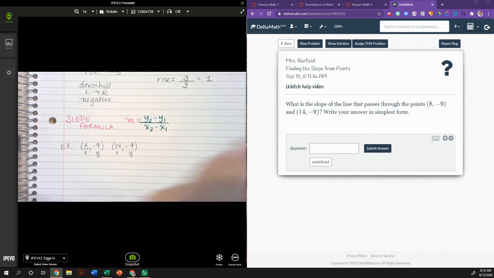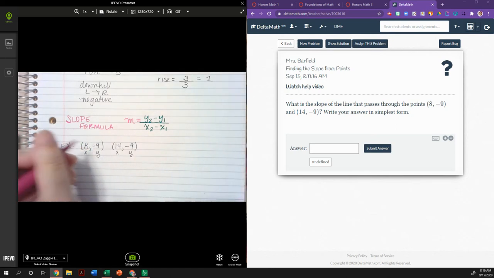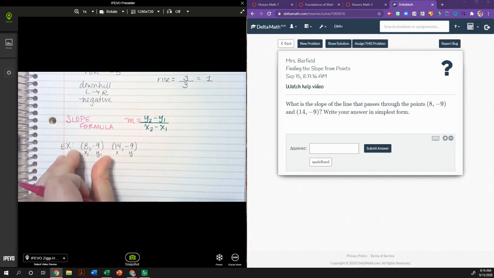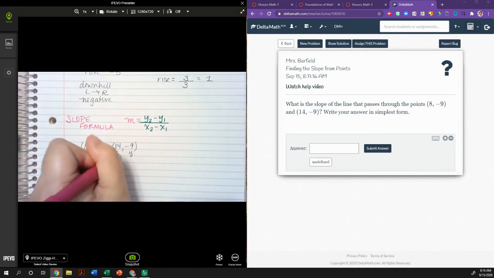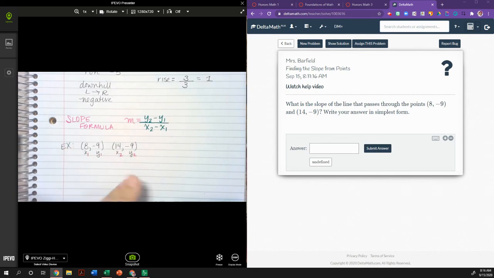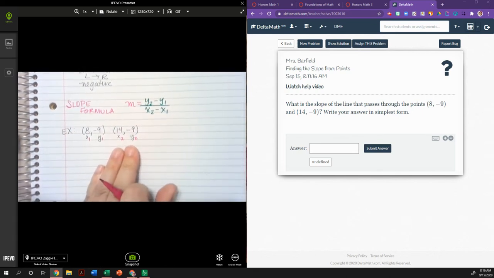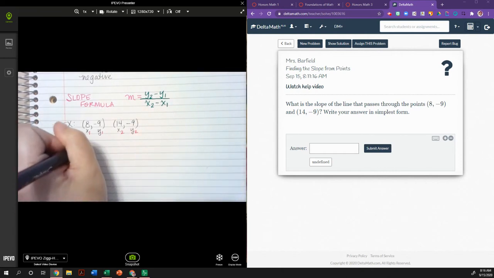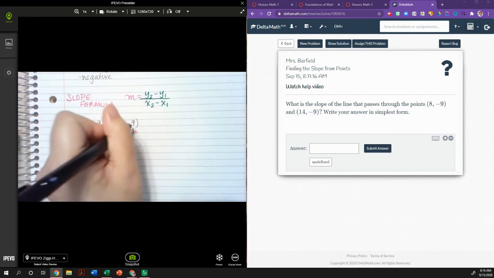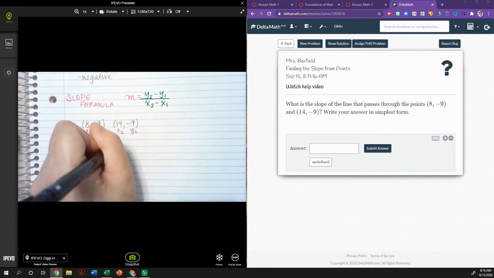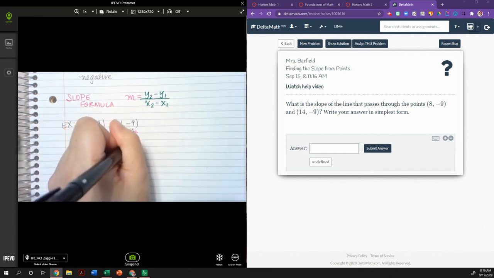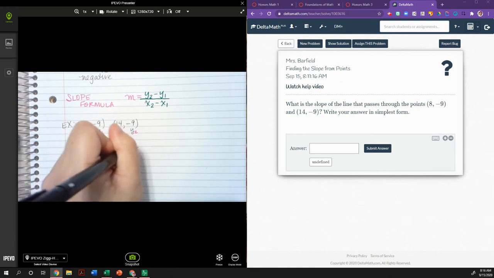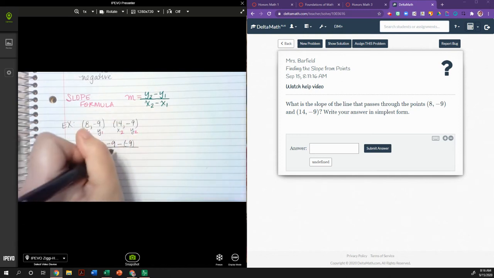Then what we do is we take one point and assign it the subscript of 1. So this would be considered our first point, and this would be considered our second point. Then we just make the replacements in the formula. So m equals -9 minus -9, divided by 14 minus 8.